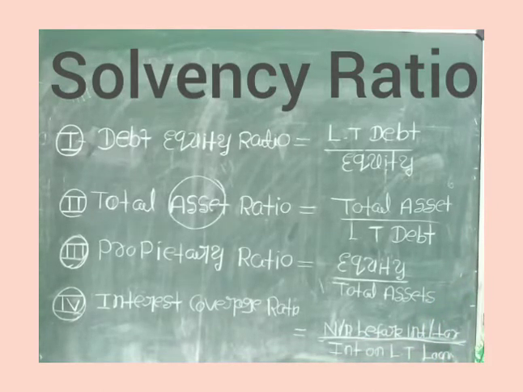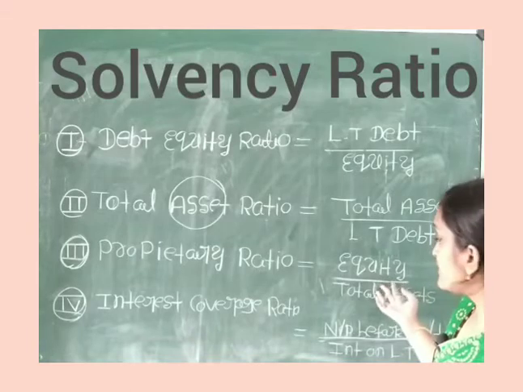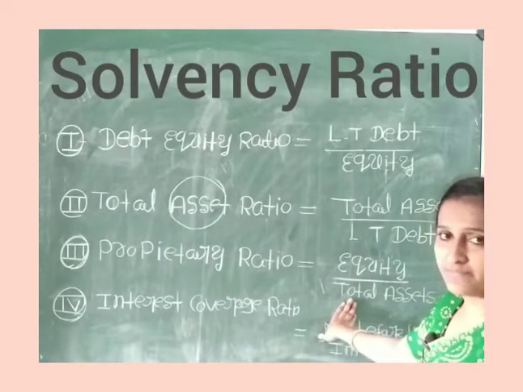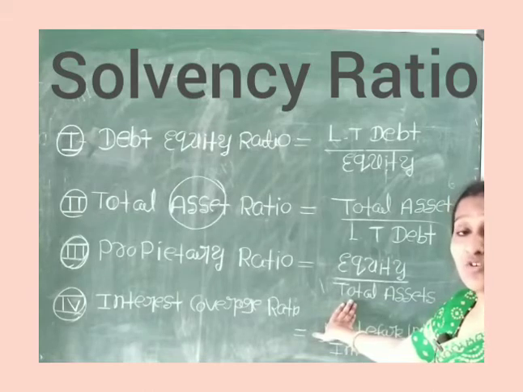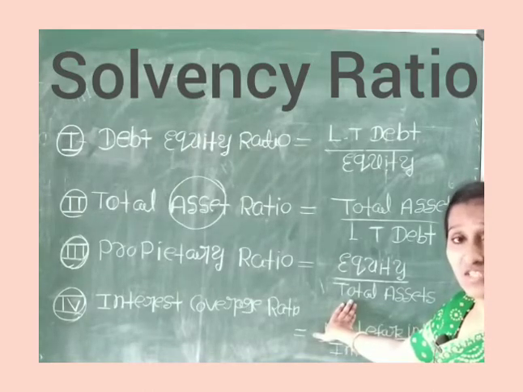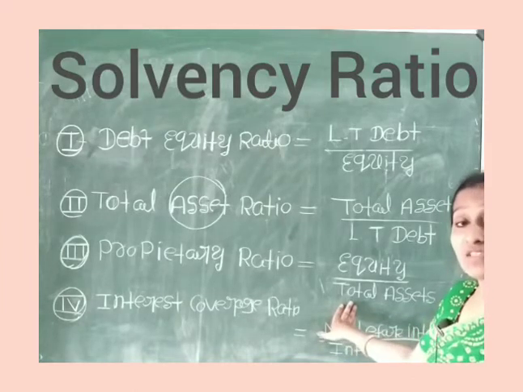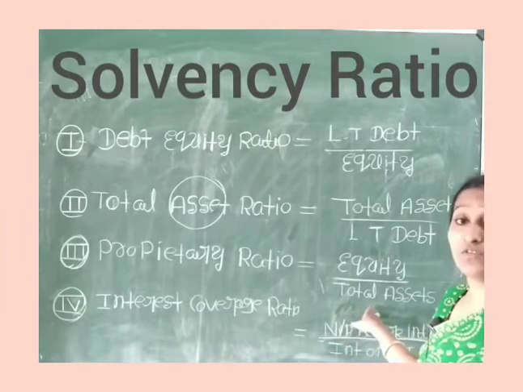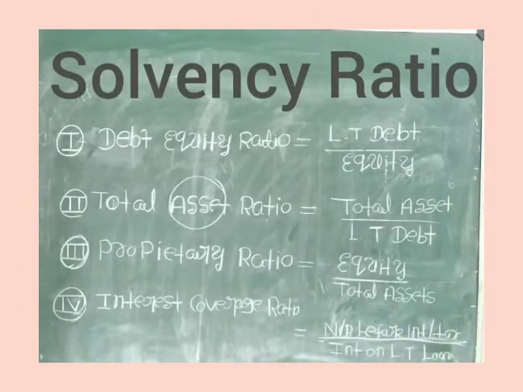So of course here we will take owner's fund. Equity is nothing but owner's fund, which is contributed by the owner of the company, divided by total assets. So what we are doing is taking the amount which is contributed, the amount which is invested by the owner, against the total assets of the company. If you do that, you will get the proprietary ratio.